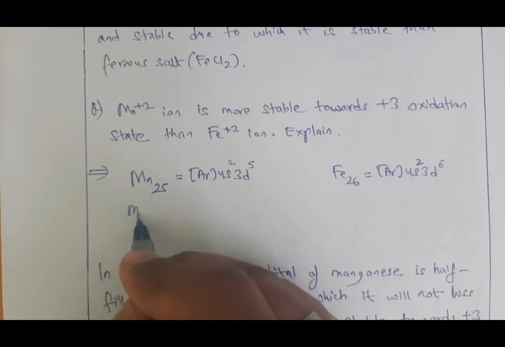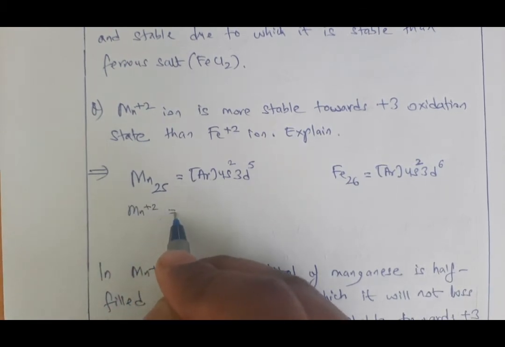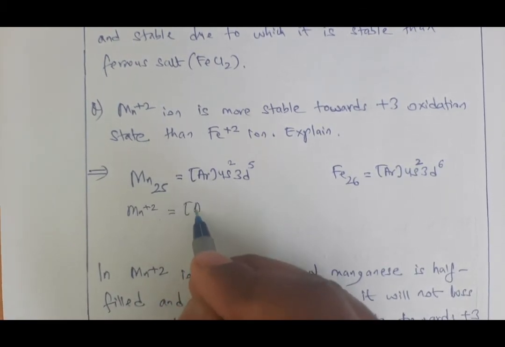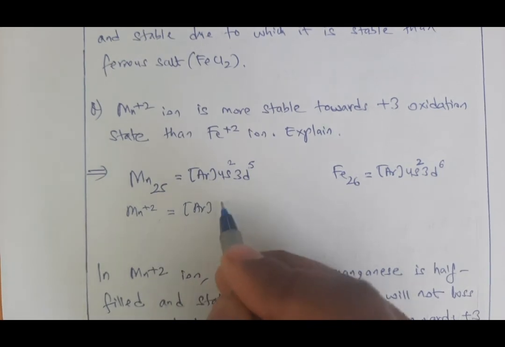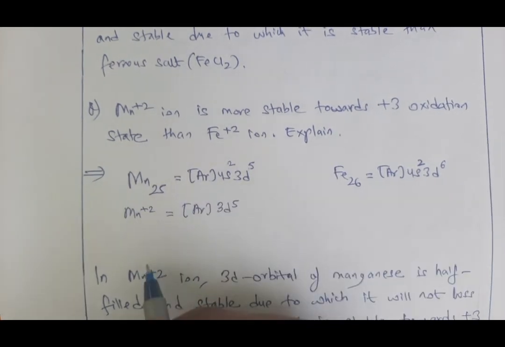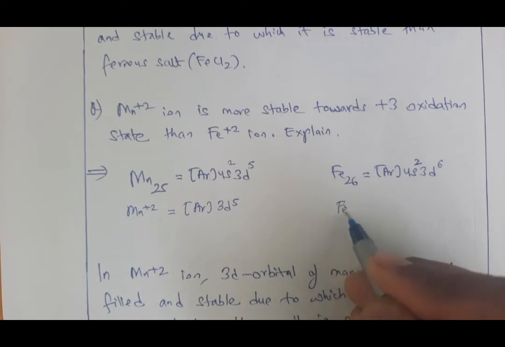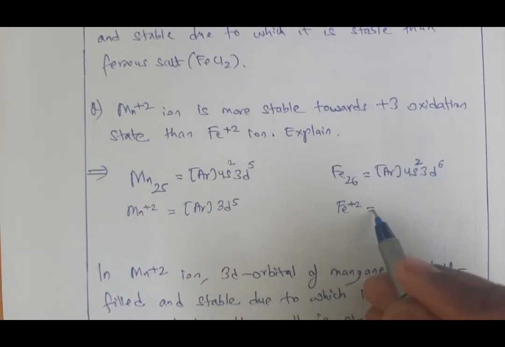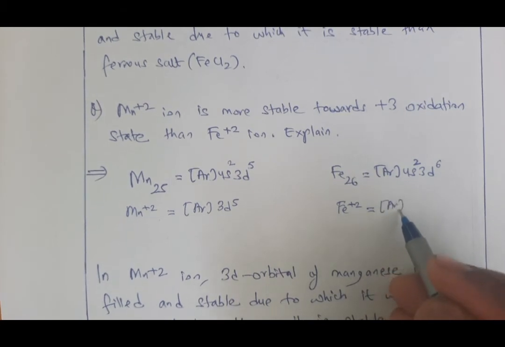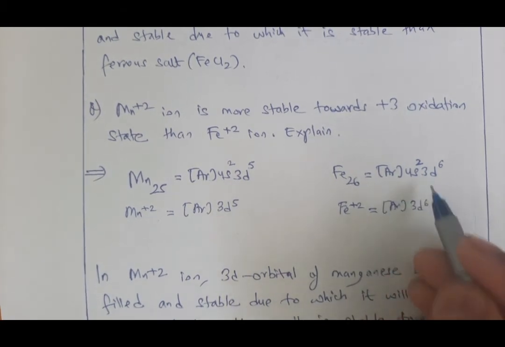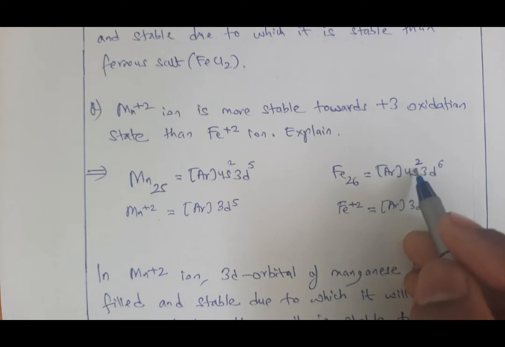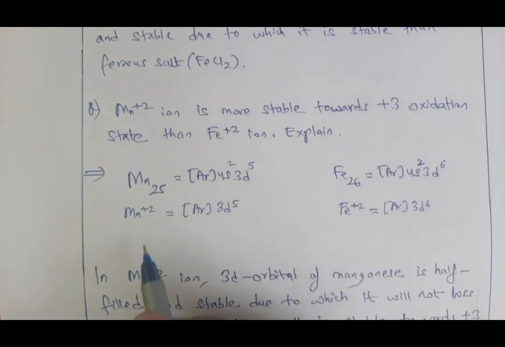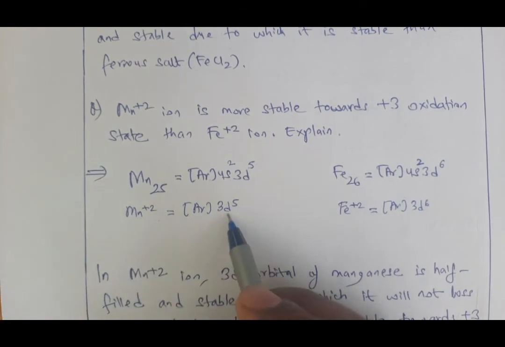Now if you want to make Mn2+, you have to remove 2 electrons, and that we remove from 4s. So remove 2 electrons from 4s, what remains? 3d5. Now if you want to make it Fe2+, because it is 2+, you remove again 2 electrons from 4s, so it becomes 3d6. Now can Mn2+ become +3? No. Why? Because its 3d orbital is already half filled and stable.